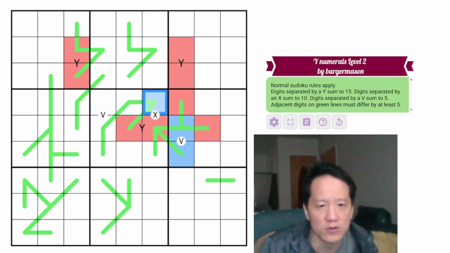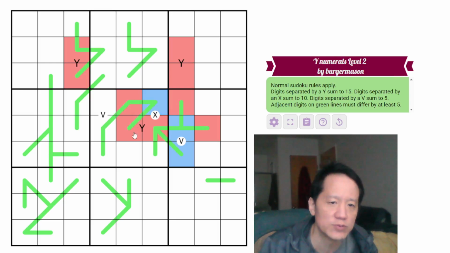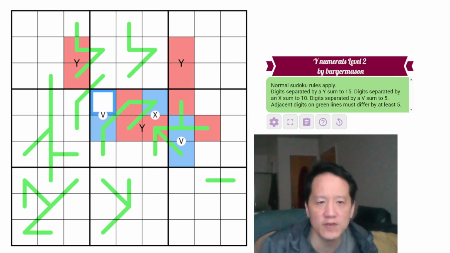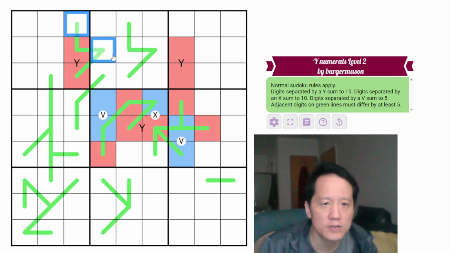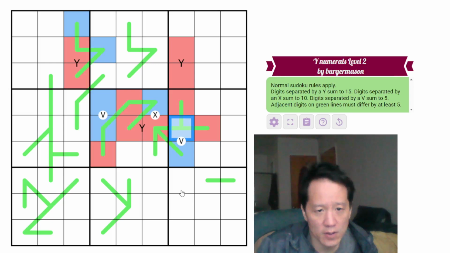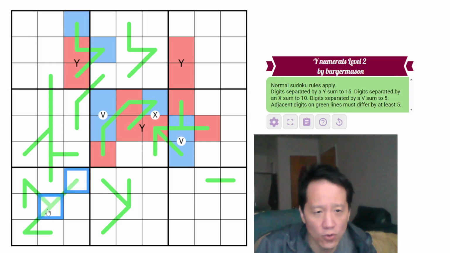This must be low because it's next, and then this must be high because it's next to a high. It alternates between high, low, high. This has to be low. Again, the V has to be next to a low. And this has to be high. So these digits are both low because they're next to a high digit. So that's what I'm coloring those.